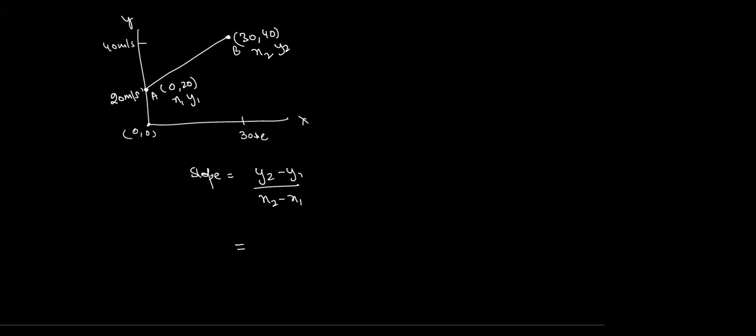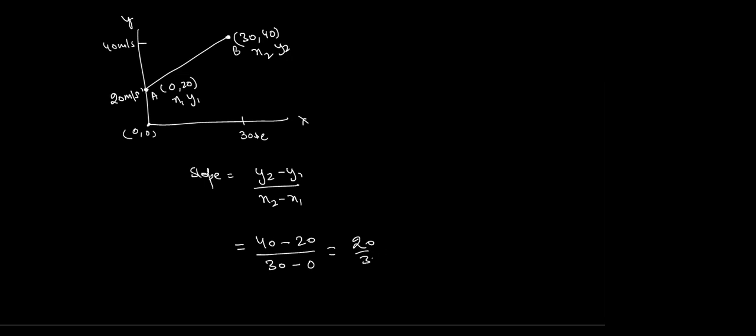40 minus y1. What is the value of y1? 20. 40 minus 20 upon what is the value of x2? 30. What's the value of x1? 0. So you have to write here 20 upon 30.